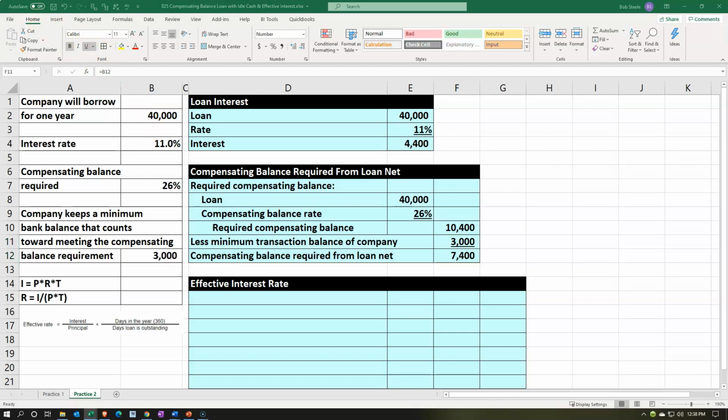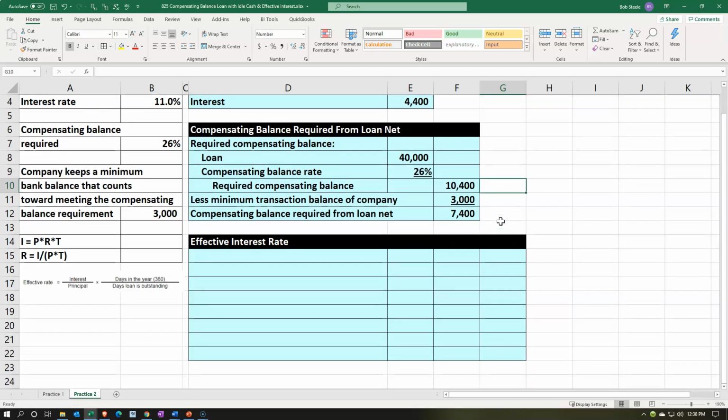So now that we have that, let me figure out what the effective interest rate is, so I can compare this to other types of loans and get an idea of what this loan is basically costing me, comparing the cost of the loan, which is the interest of 4,400 on an annual basis, to the cost of the money that I get to basically use. So let's think about that. This is our effective interest rate calculation.